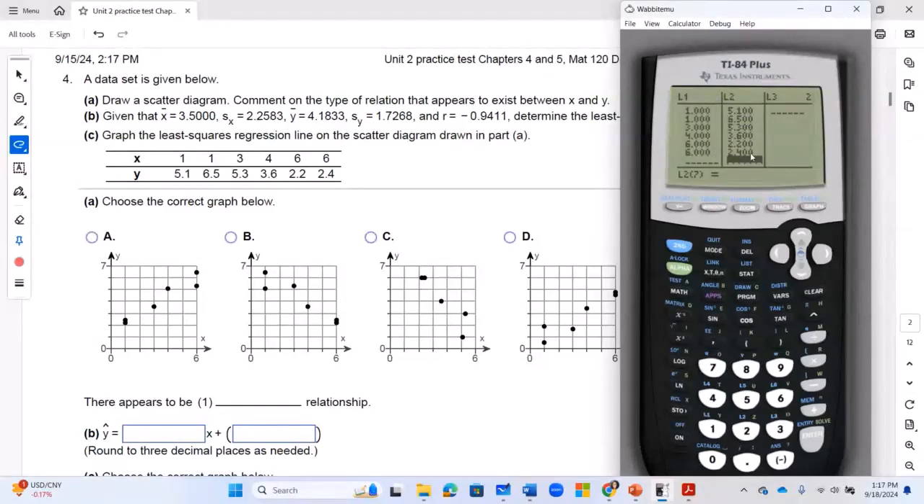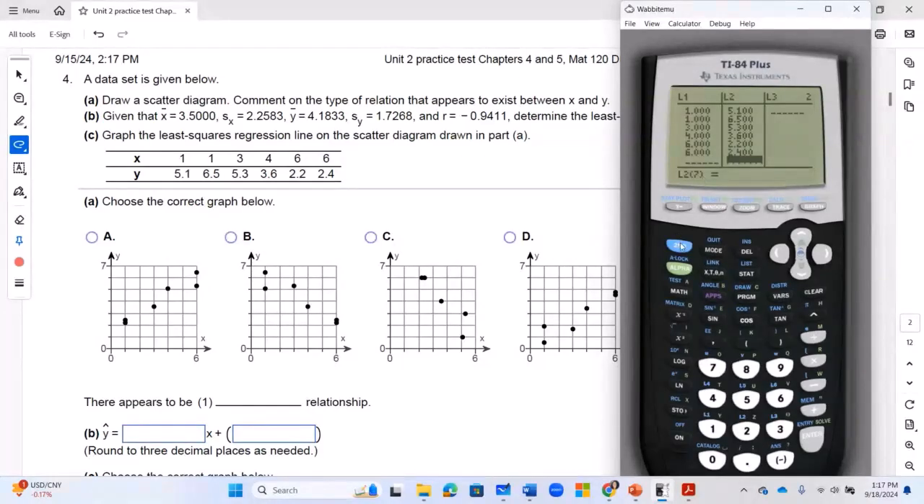Eyeball the data you plugged in. Is there anything that looks off? Did you make a mistake? People make mistakes. And then I'm going to do a scatter plot. So let's do a scatter plot.